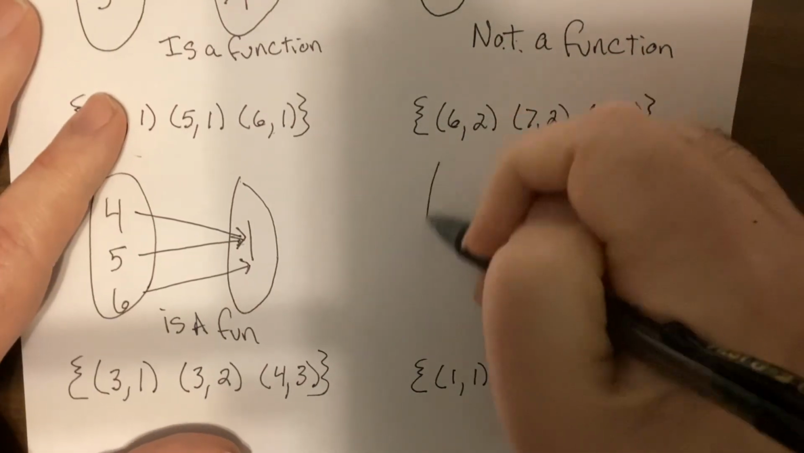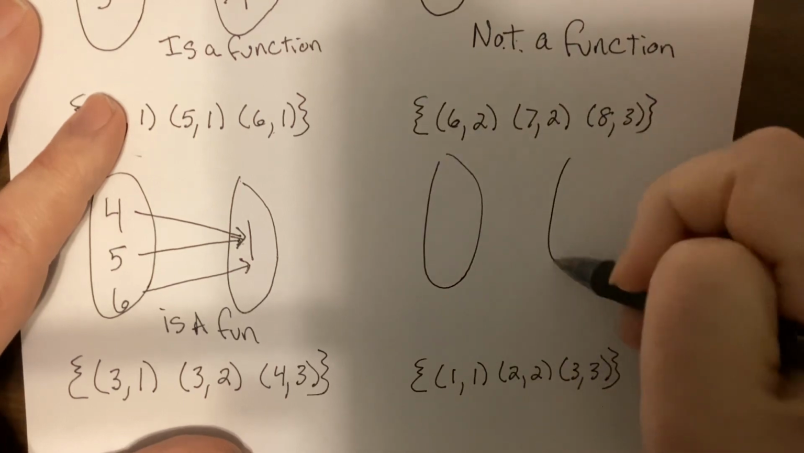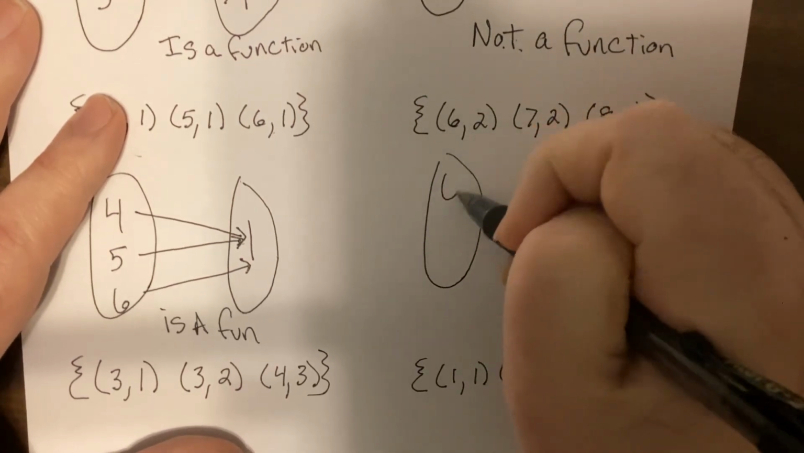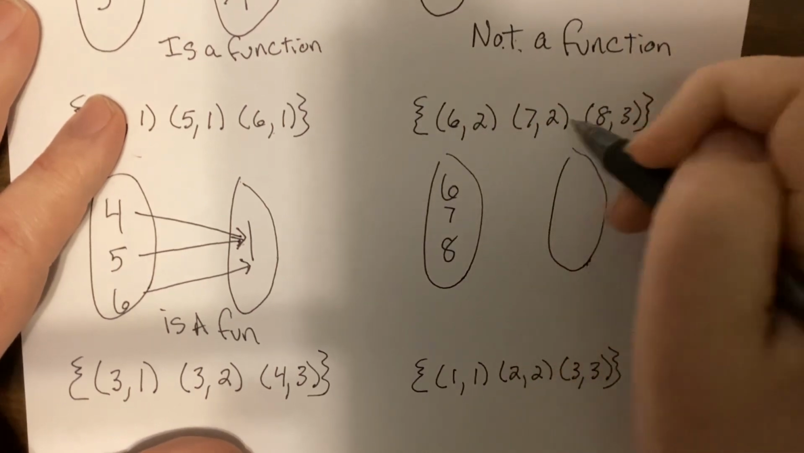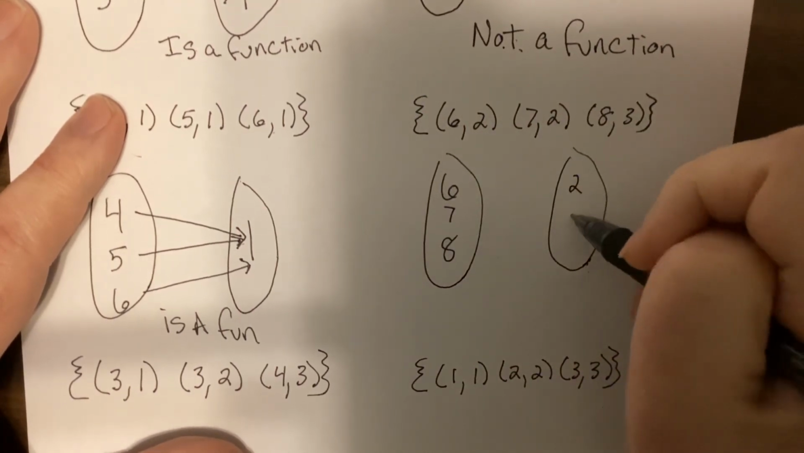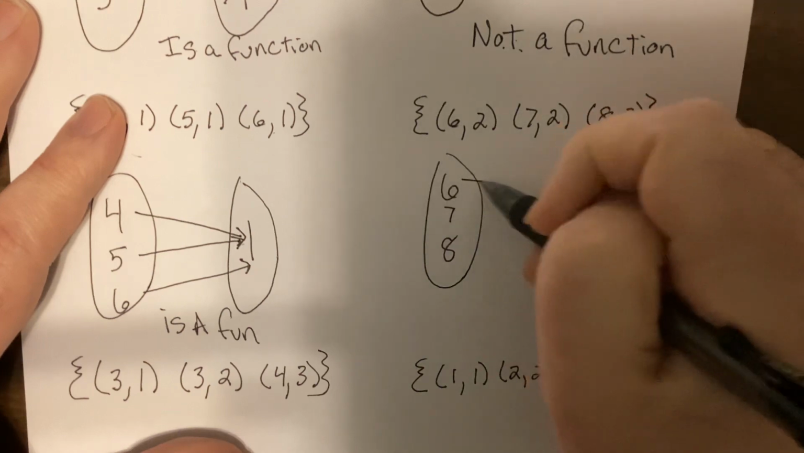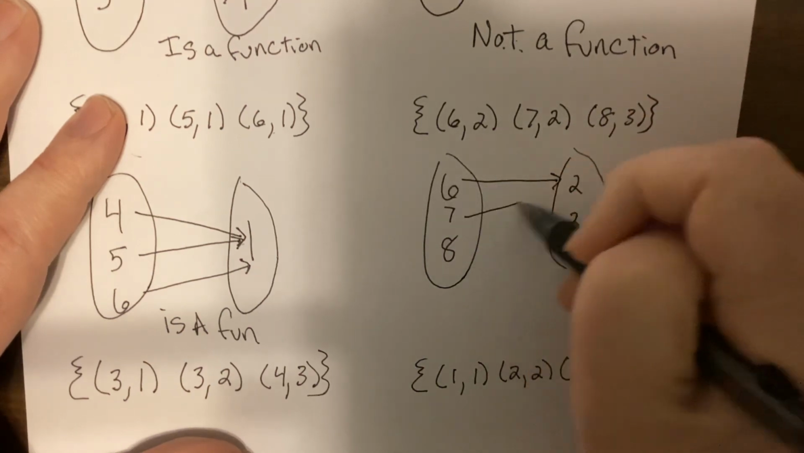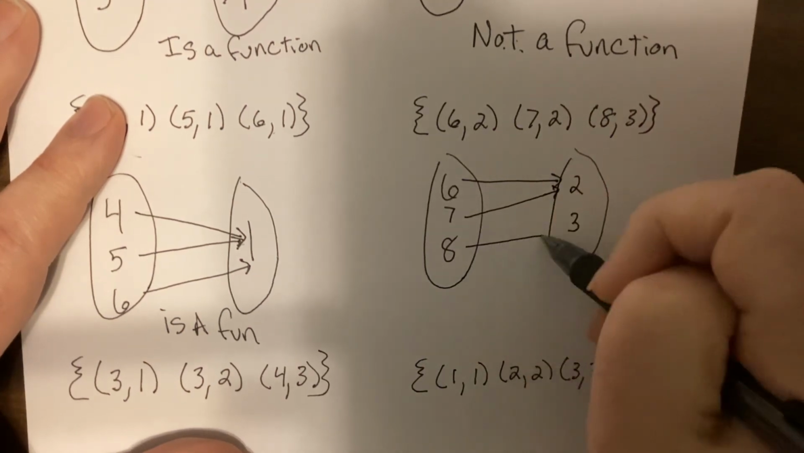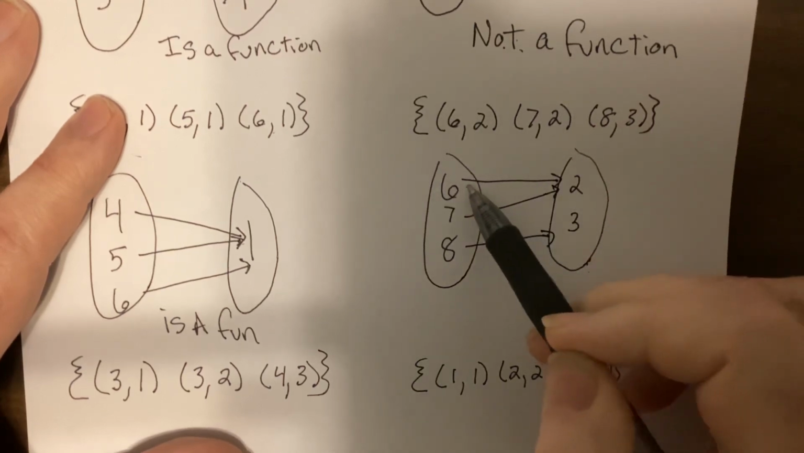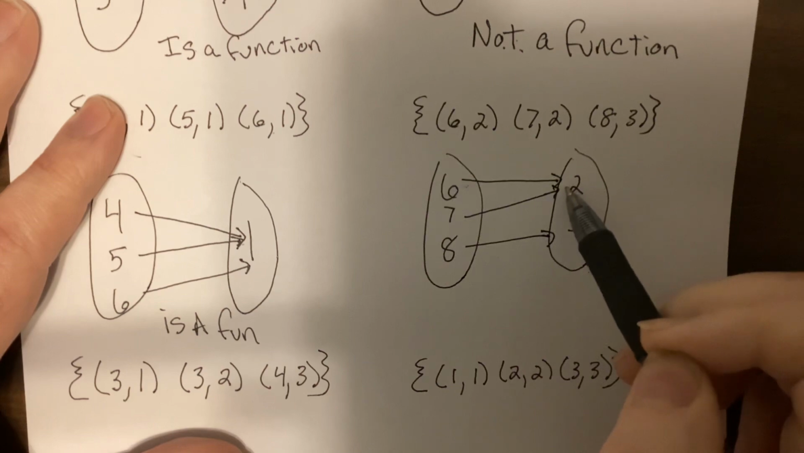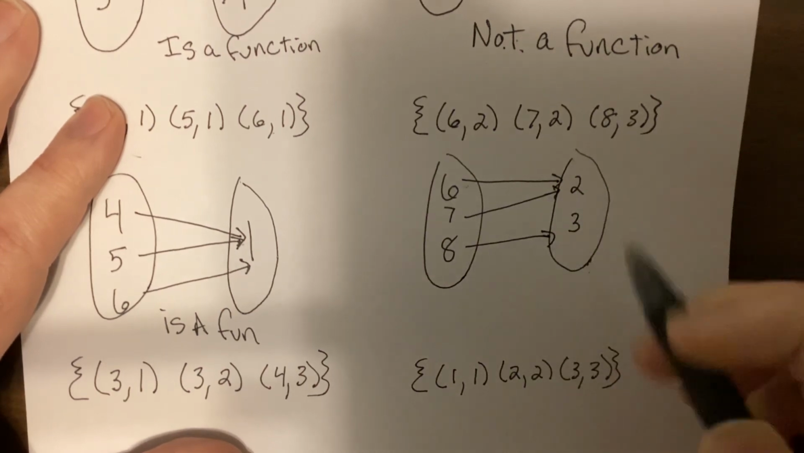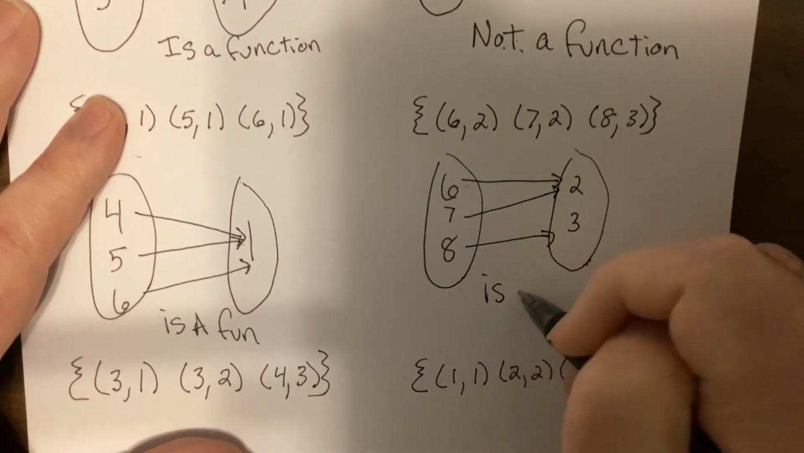Okay, so this one. We have 6, 7, 8, and the y values, the second values, we have 2 and 3. 6 goes to 2, 7 goes to 2, 8 goes to 3. There's only one arrow coming from the 6. Only one arrow coming from the 7. Only one arrow coming from the 8. So this is a function.